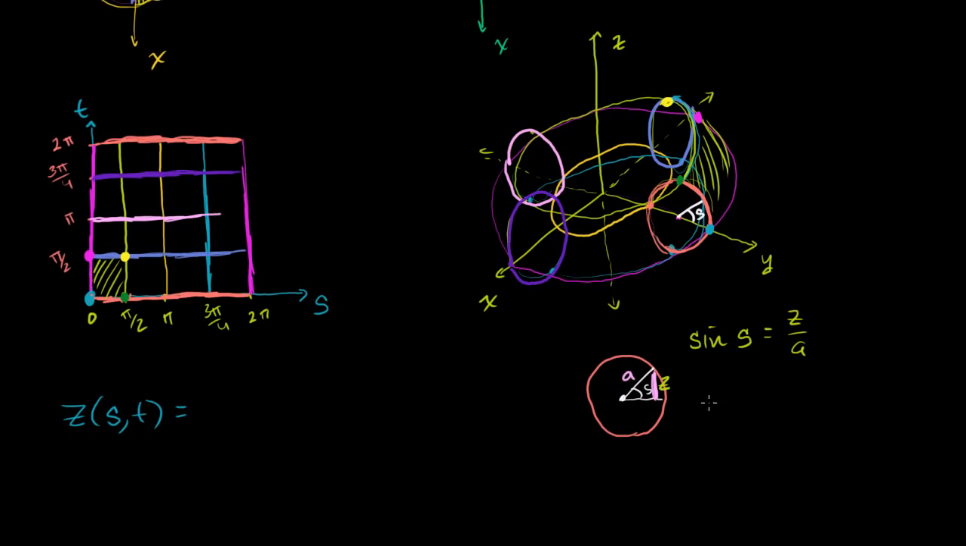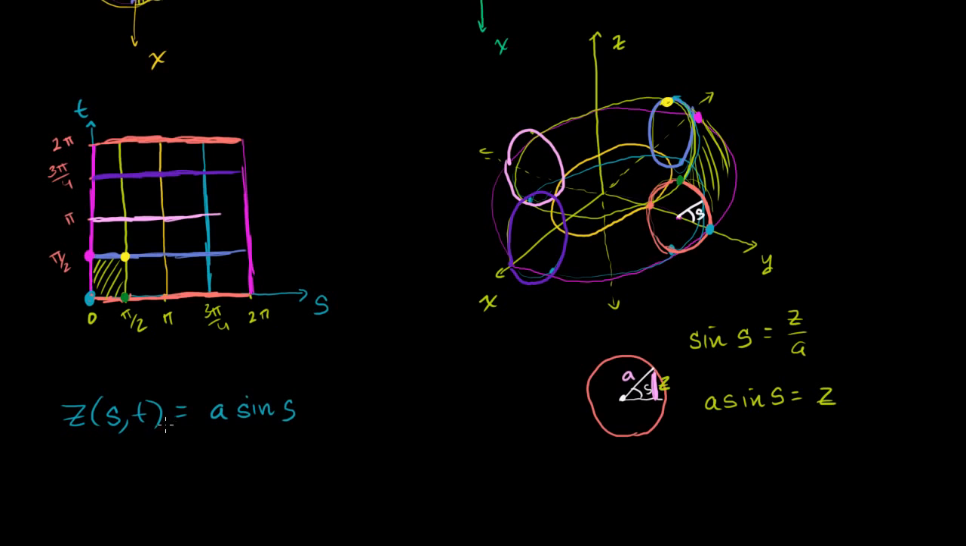Multiply both sides by A. You have A sine of S is equal to Z. That tells us how much above the XY plane we are. Just some simple trigonometry. So Z of S and T is only going to be a function of S. It's going to be A times the sine of S.